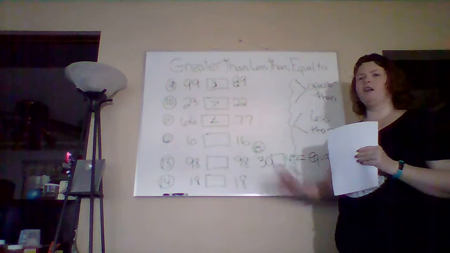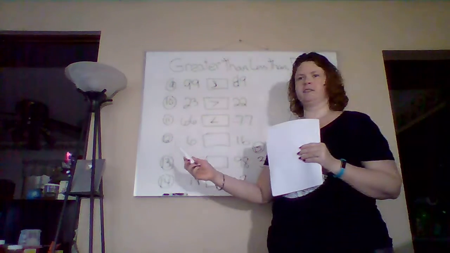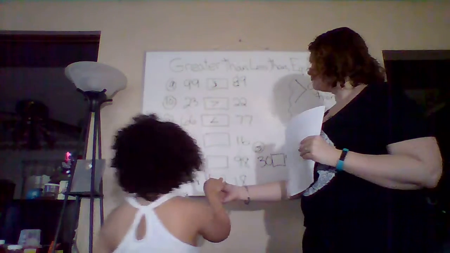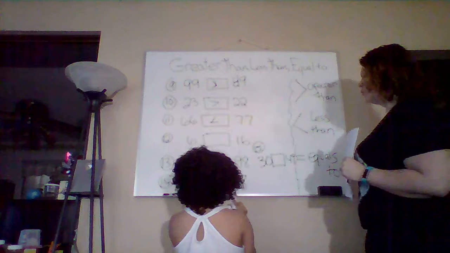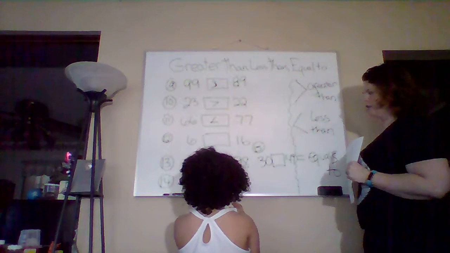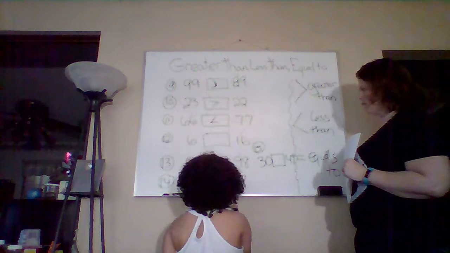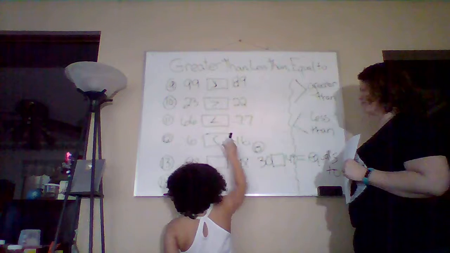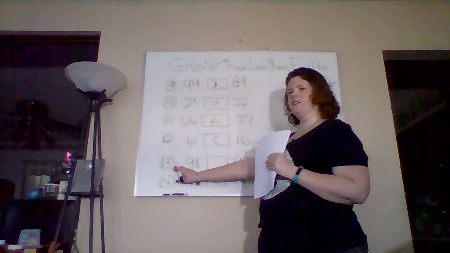Okay, how about number 12? Desiree, do you want to come up to the board? Here's a marker. Go ahead, and which symbol are we going to use in between? Which one's the alligator going to eat? Okay, draw it in the box. Good job. All right. And how about number 13?